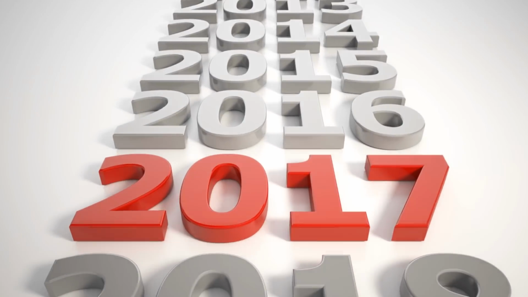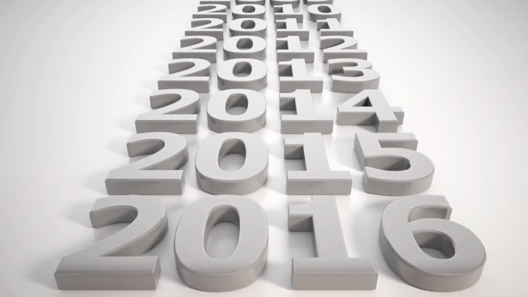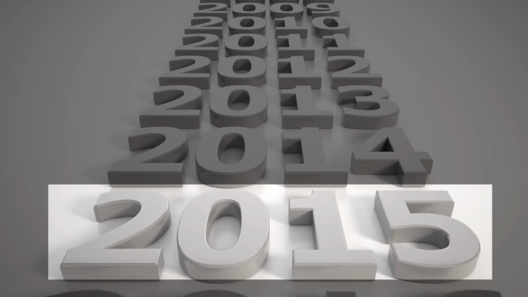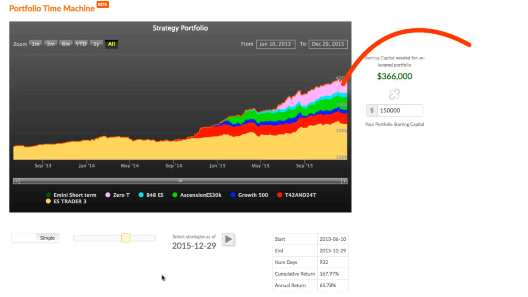That's easy. We know which strategies are doing well in 2017 because that's already happened. What we want to do is go backwards in time to 2015 and pick strategies that we would have picked back then based on how they had performed up until that period. And then we want to see what would happen to those strategies going forward in time if we had selected them in 2015.